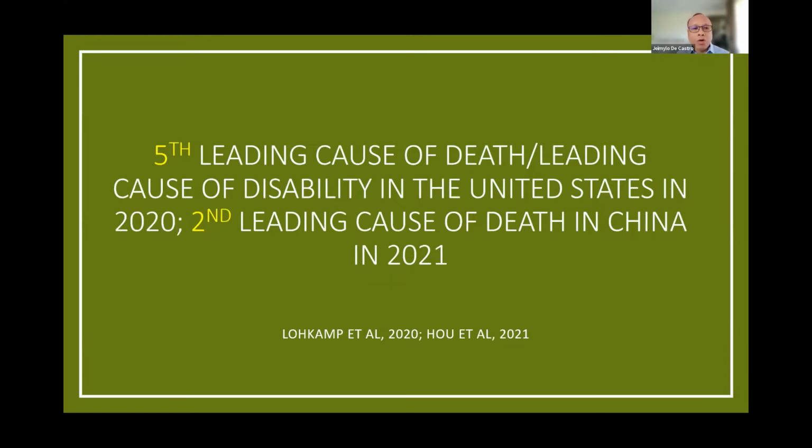So stroke is the fifth leading cause of death and the leading cause of disability in the United States. And this was reported in 2020. This is a very recent study. And of course, it is also the second leading cause of death in China in 2021. So different areas, continents, may report different types of incidents of this particular disease.